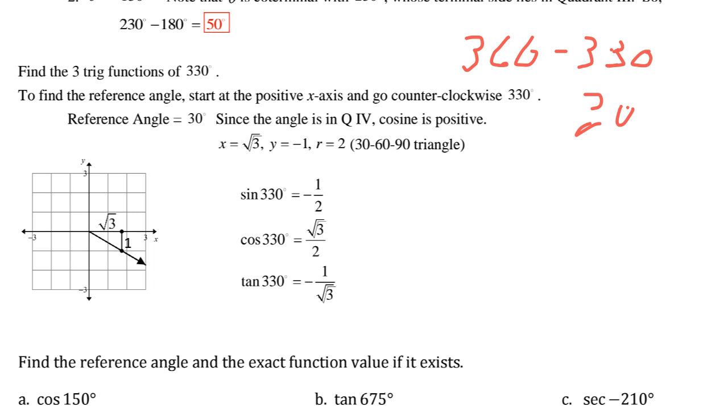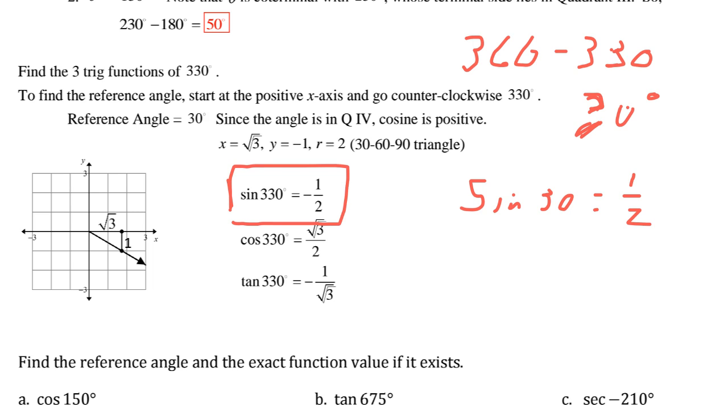And I get 30 degrees as my reference angle. Now, I know sine of 30 is 1/2. But 330 is in quadrant 4. Sine is not positive in quadrant 4. So the sine of 330 is negative 1/2.